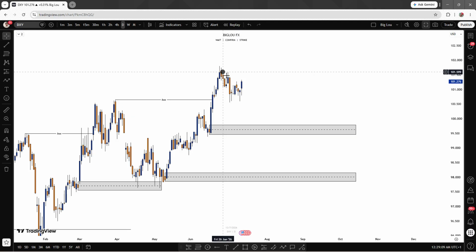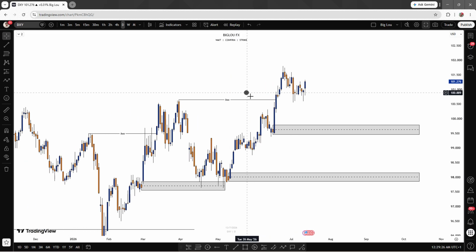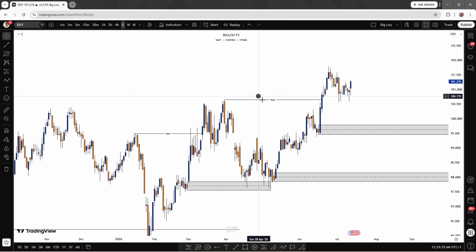Personally, I will be looking to see how I can get a confirmation that will pull price down to this zone or to this extreme. I would prefer this extreme, but if I get a good confirmation here, I will get in on the buy. All right, so this is my daily bias on DXY.